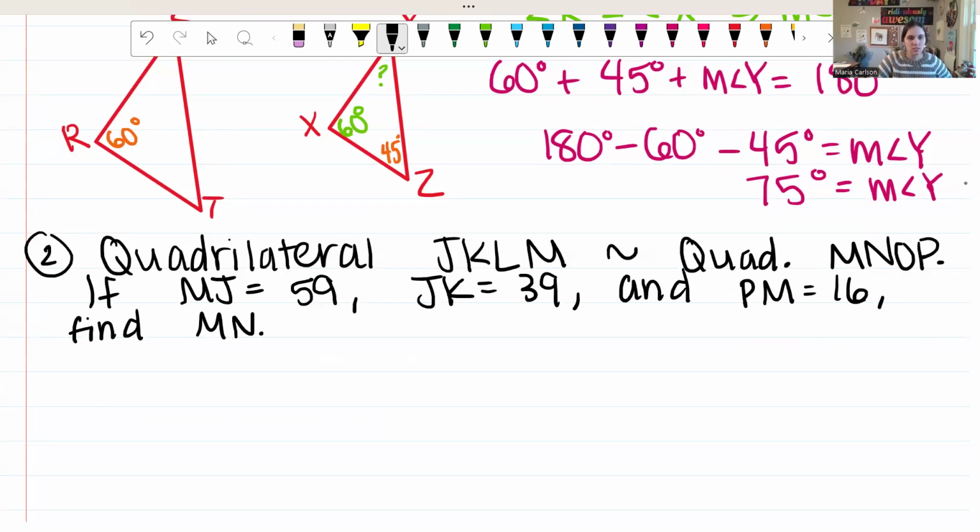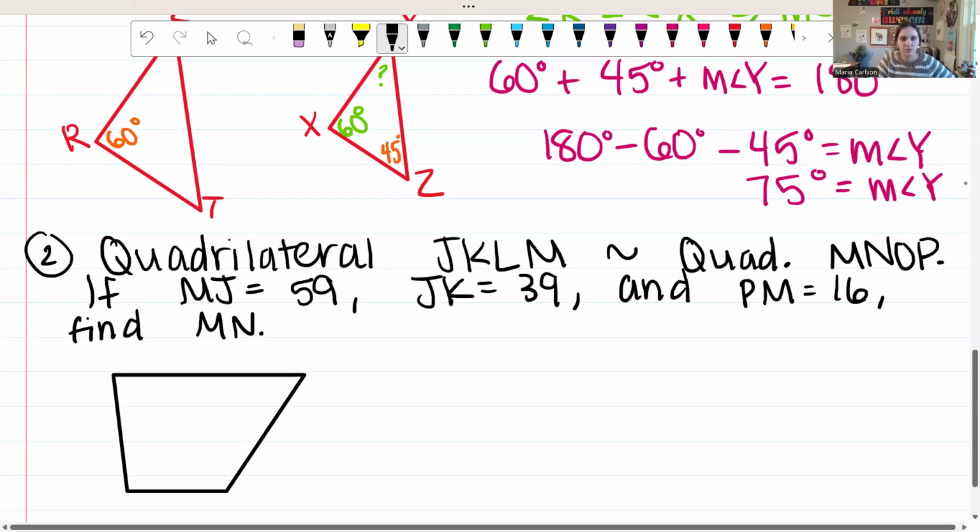I actually don't know what these quadrilaterals look like, so I'm going to make them kind of unique. Here's one of my quadrilaterals. I guess this is like a trapezoid. And then the similar figure, I'll make it bigger than the other one.